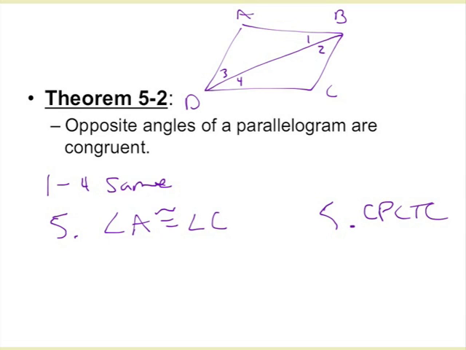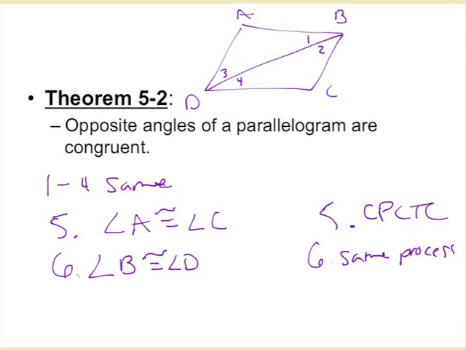To show the other set is congruent, what we would have to do is actually draw on the other diagonal AC and go through exactly the same process all over again. That seems like a little bit of a waste of time to me. So I'm going to say angle B is congruent to angle D by the same process.